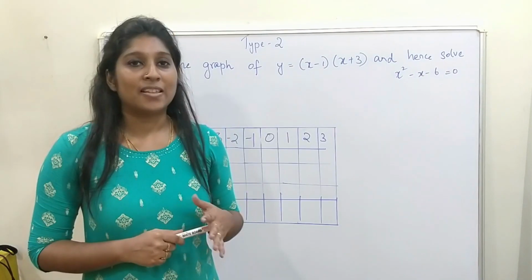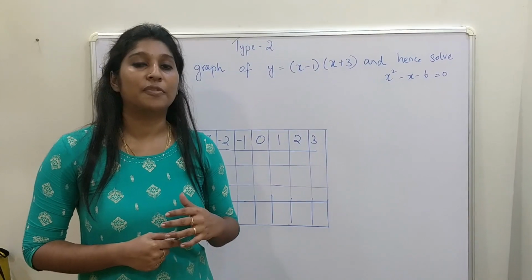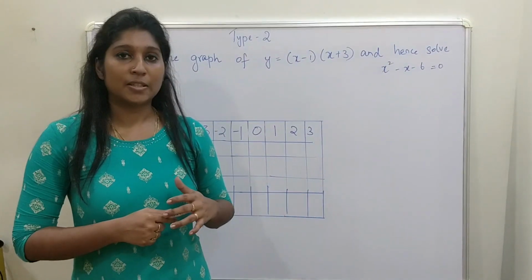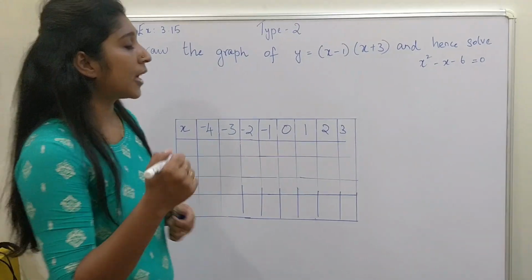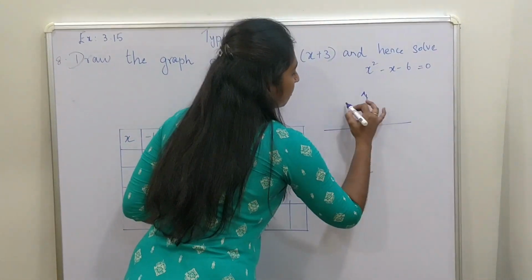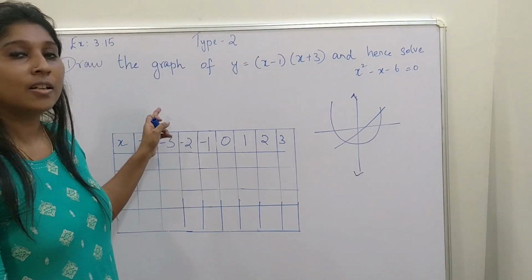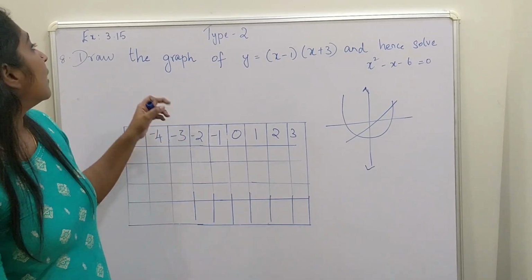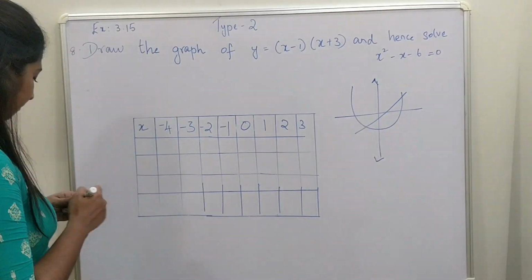Students, I think you would have gone through the previous video on type 1 drawing of quadratic graphs. Now we go on to type 2. As I explained before, type 2 graphs will be having both a parabola. So we are going to see one question on how to solve a quadratic graph which will be having two equations.